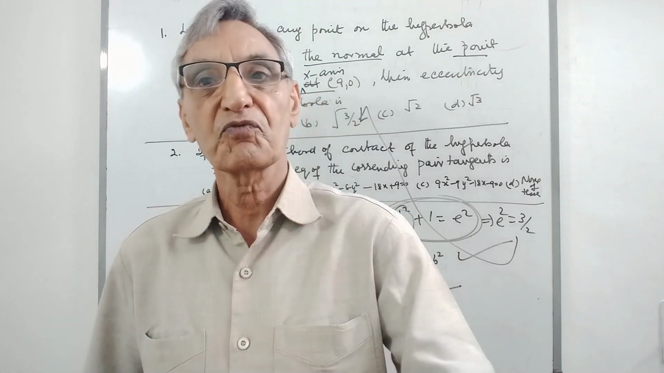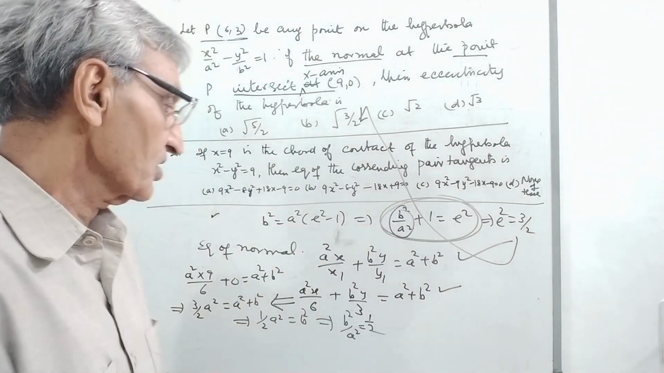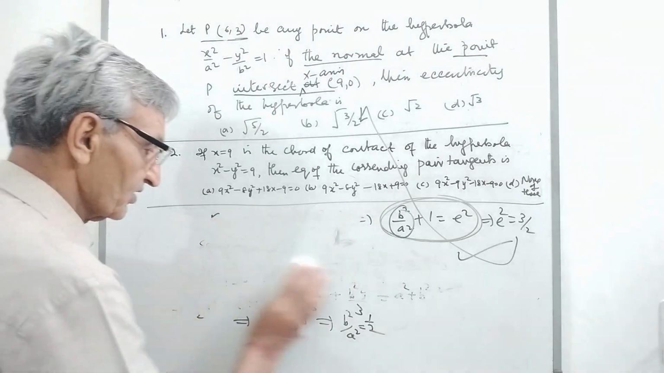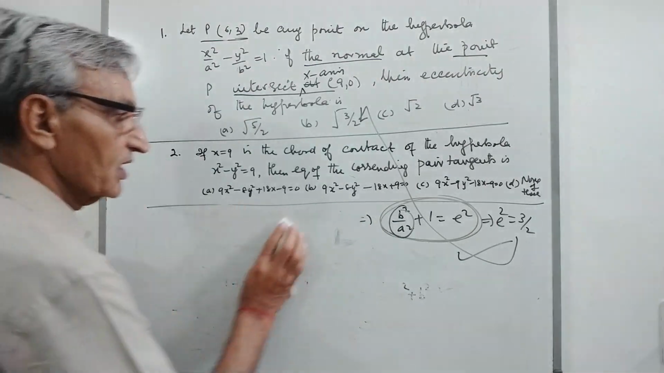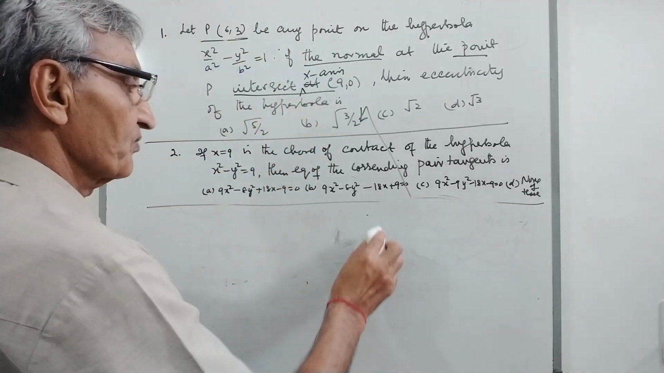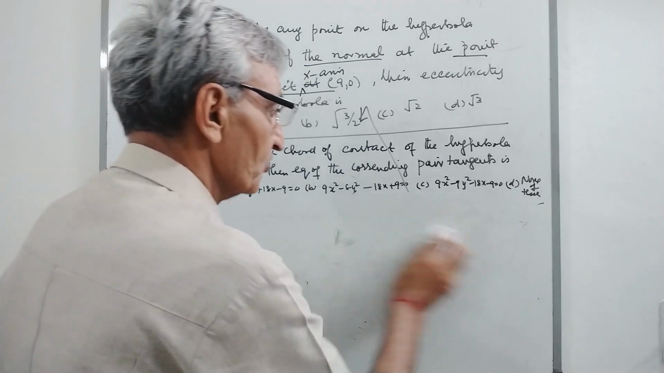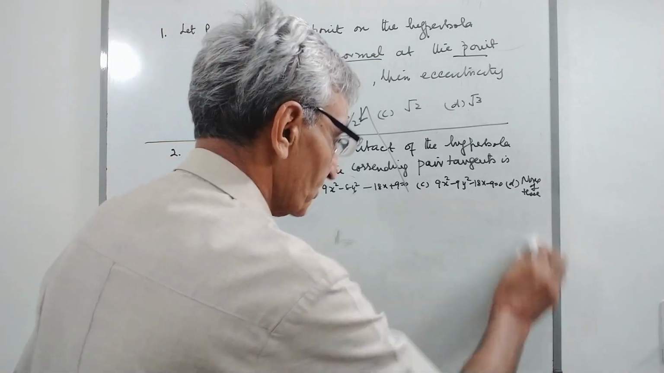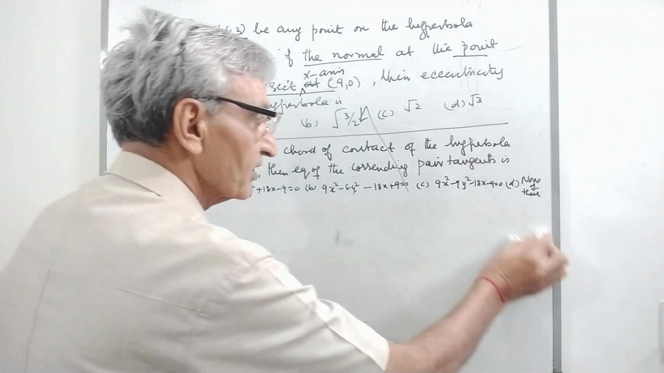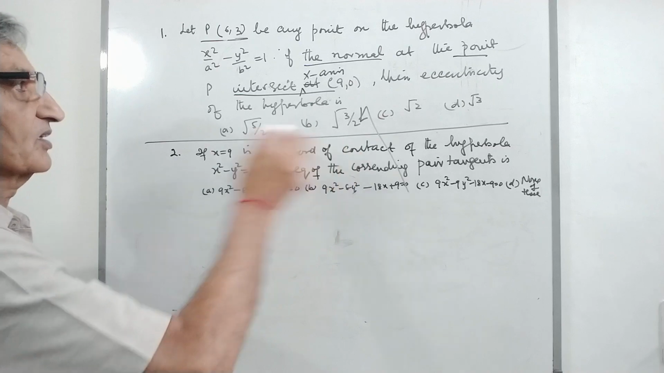Number two, we should know the equation of the normal from a point x1, y1. These two things are needed in doing the question here. The equation of a normal is a square x upon x1 plus b square y upon y1 is equal to a square plus b square. That is the formula.